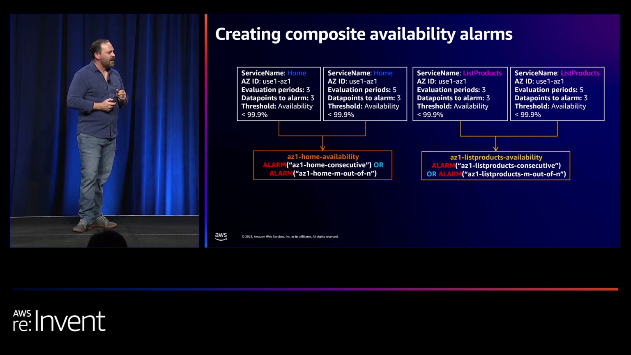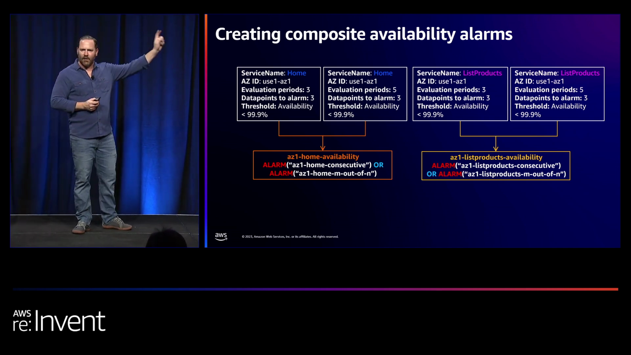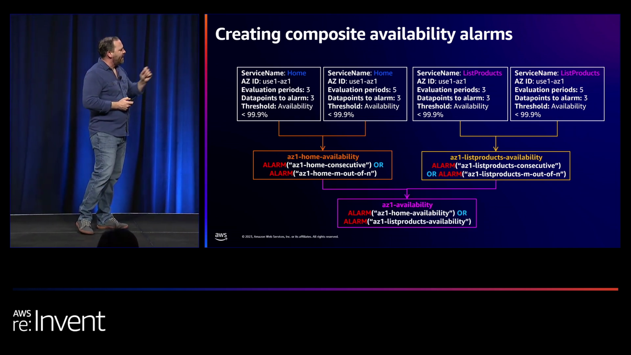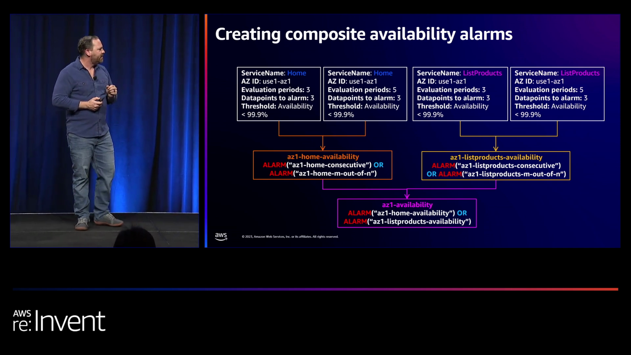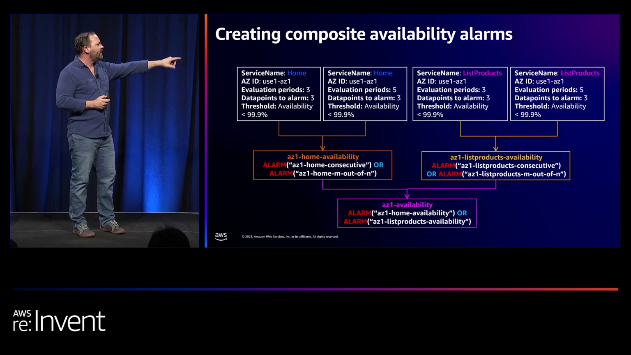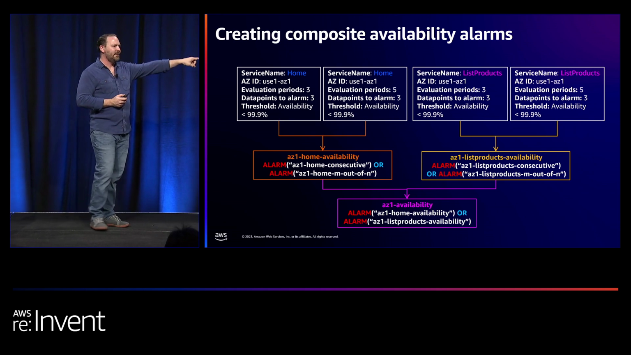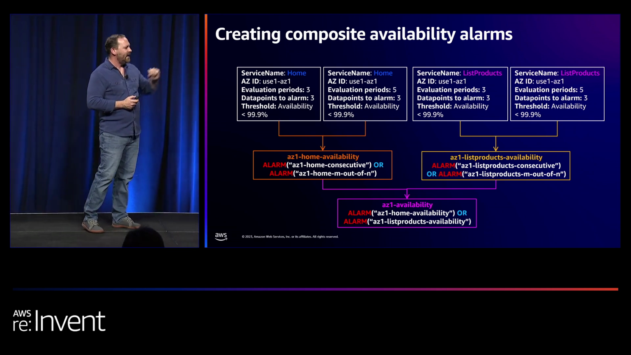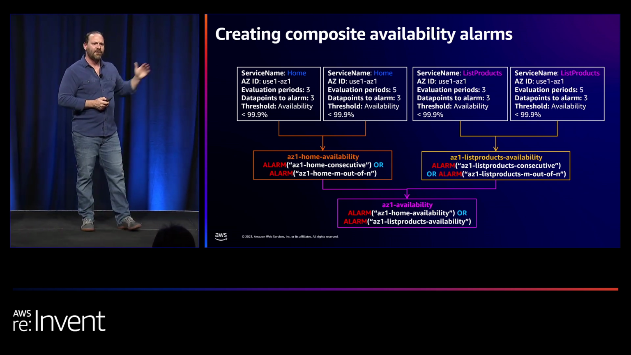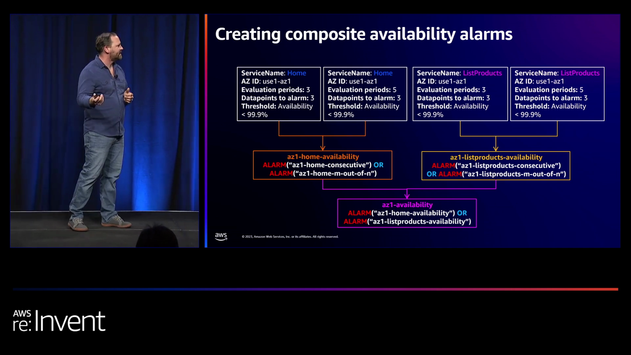And I have one for my list products. And I do this for all of the availability zones that I'm in. So if I'm in 3 AZs, I'll have alarms for each service for each AZ. And then I combine this into a final composite alarm that tells me about my AZ1 availability. If either my home availability or my list products availability goes into alarm, I know that I'm having an availability problem in AZ1, right? And I'll have that for AZ1, AZ2, AZ3. And you could also do this for latency or any other metric that you think is important for determining the health of your system.